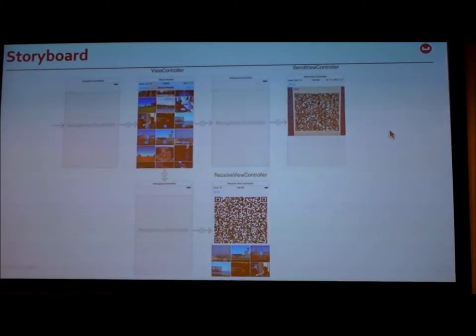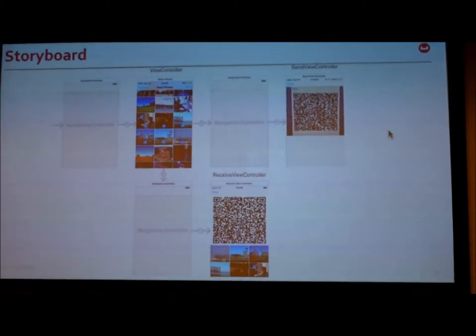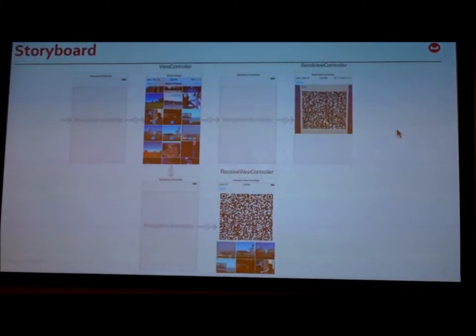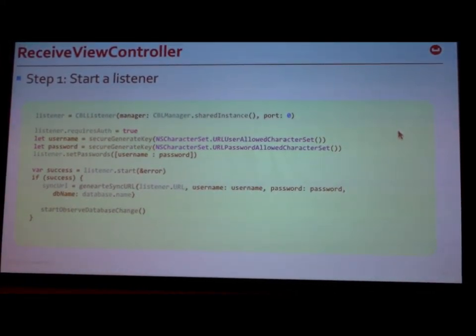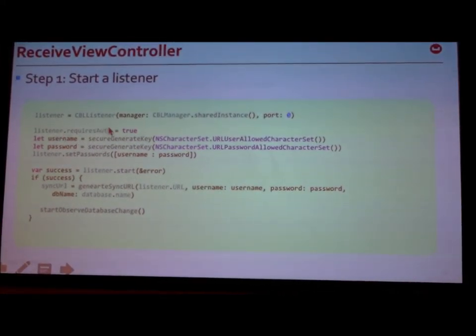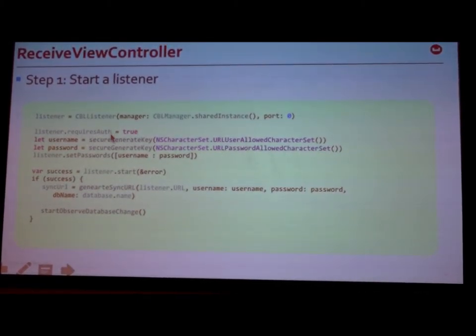Just a quick mention on the storyboard. Essentially, we've got two different sets of segues. One is for the send controller. The other one's for the receive controller. They have a little bit different pathing. One uses the camera, the other one displays the QR code.